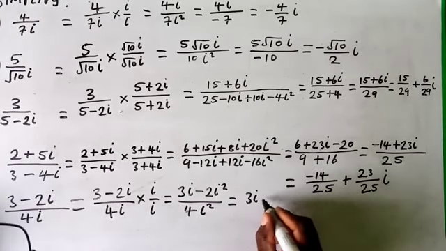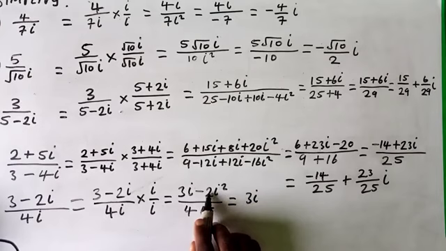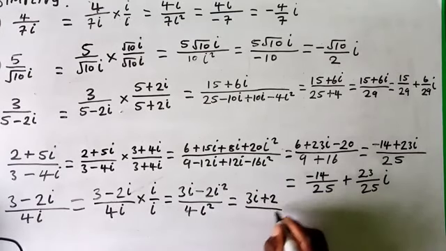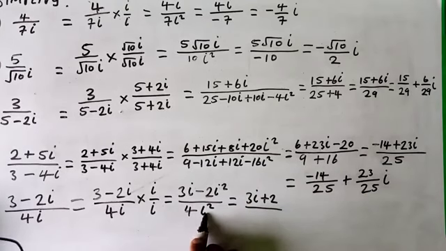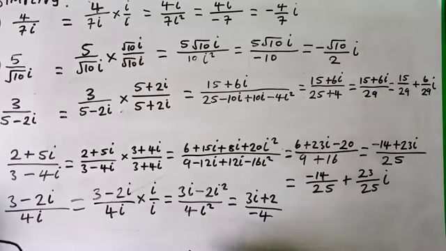So this will be equal to 3i. i squared is minus 1. Minus 1 times minus 2 is plus 2. So we have plus 2 all over, i squared also is minus 1, minus 1 times 4 is minus 4. So we have minus 4.